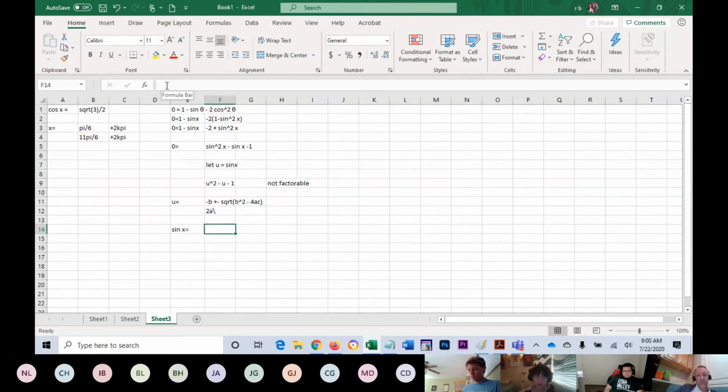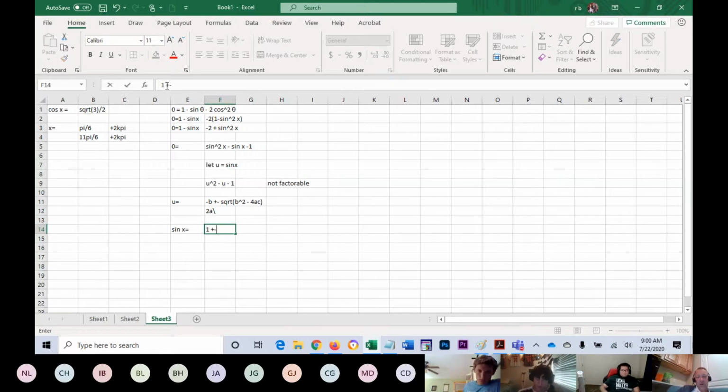What would b be, would it be negative 1, because it's minus u? So minus 1, so it would be positive 1. And then it would be plus or minus the square root of negative 1 squared, which is 1, minus 4 times 1 times negative 1, which is just negative 4. All over 2 times 1.